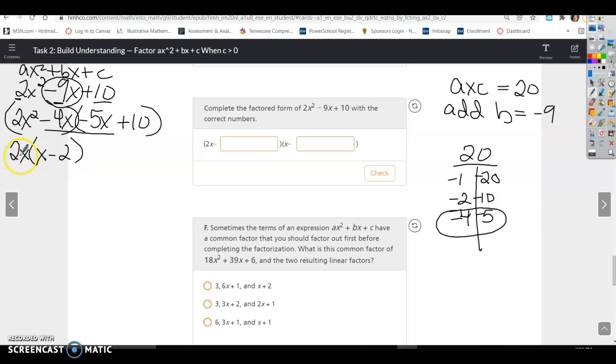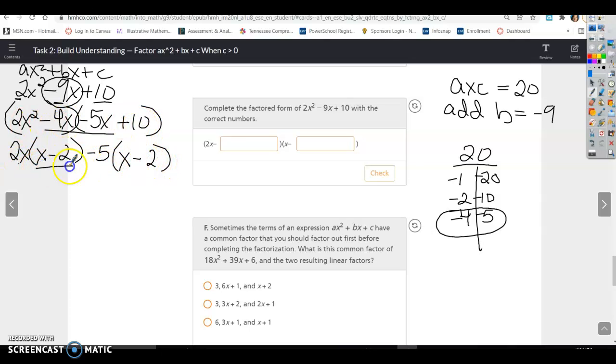And again, you can check that quickly. 2x times x is 2x squared. 2x times negative 2 is negative 4x. All right, move on to the second binomial. We're going to do the same thing. What do these have in common? My greatest common factor is negative 5. And if I pull a negative 5 out of the first term, I'm left with x. And if I pull a negative 5 out of positive 10, that's negative 2. Check it. Negative 5 times x, negative 5x. Negative 5 times negative 2 is 10. So all I've done, again, is rewrite this here.